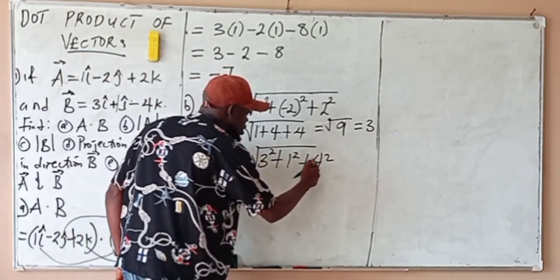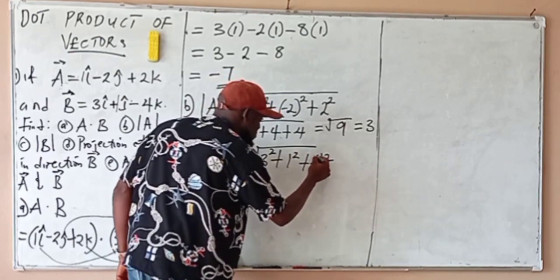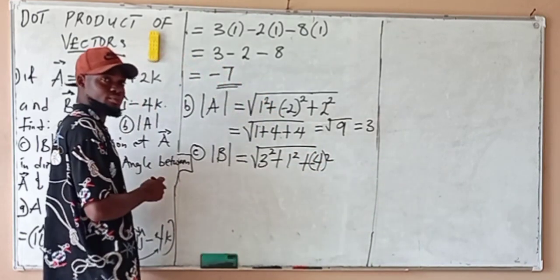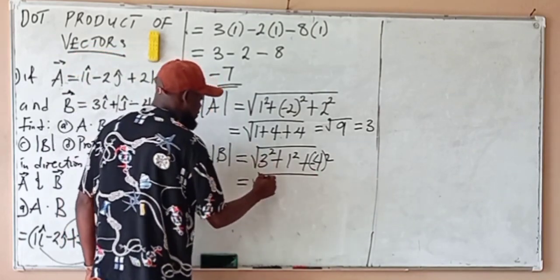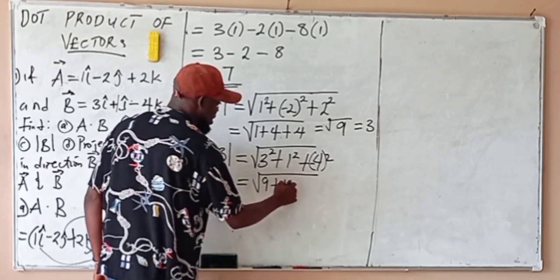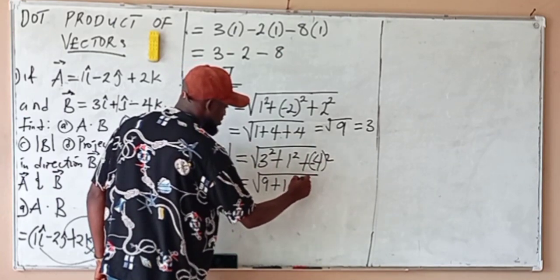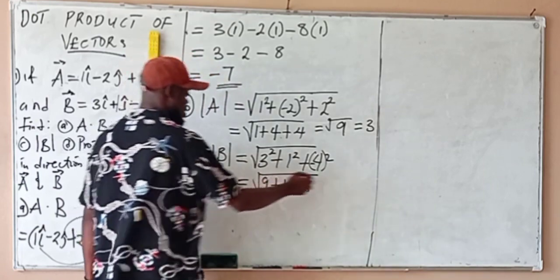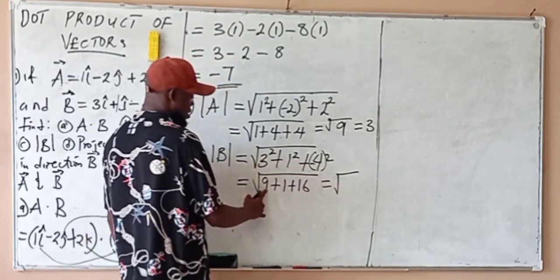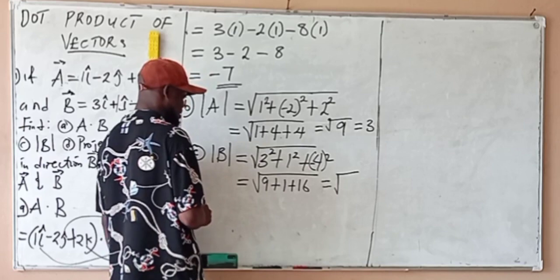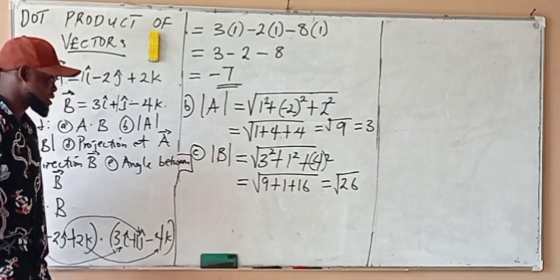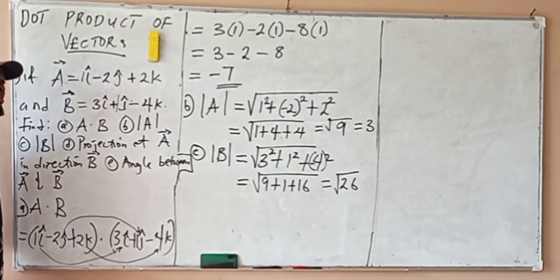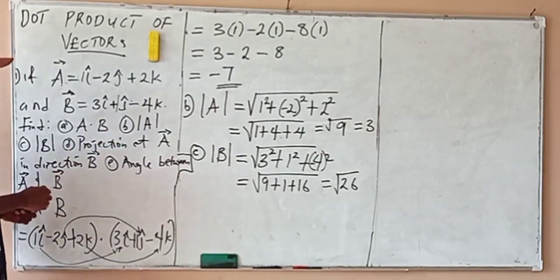Or you just take minus 4, then make sure you bracket it. If you want to take minus 4, you bracket everything before you square it. You still get the same thing. Don't make mistakes. So this one will give you 3 square gives us 9, 1 square gives us 1, 4 square gives us 16. Then we're going to have the square root of 1 plus 9 is 10, plus 16 is 26. That will be root 26. So the magnitude of B is root 26.